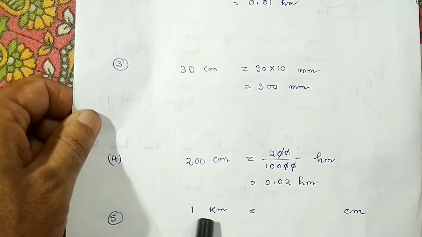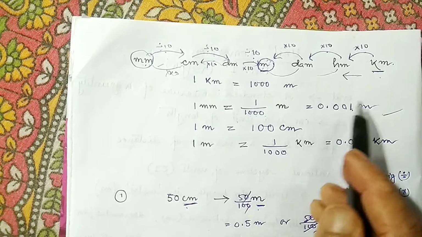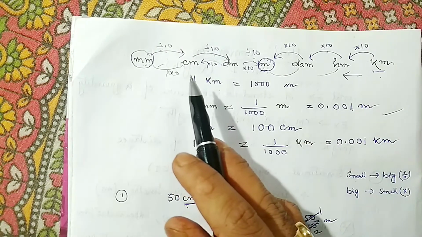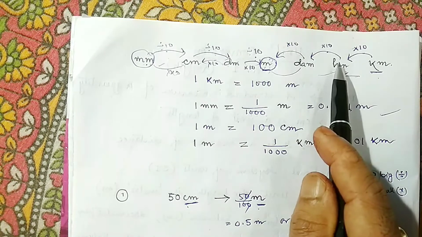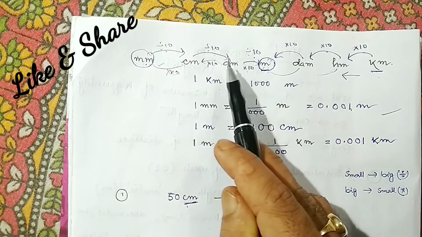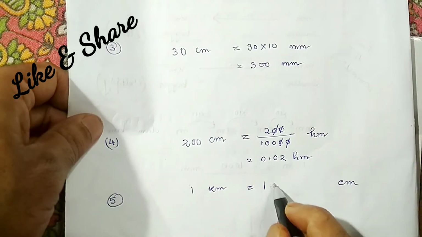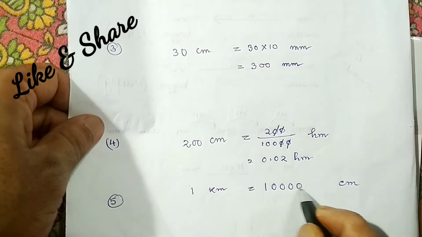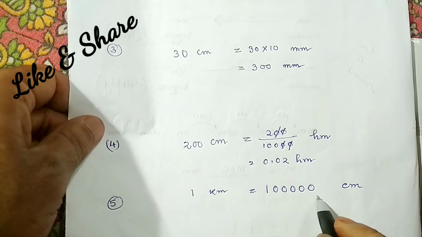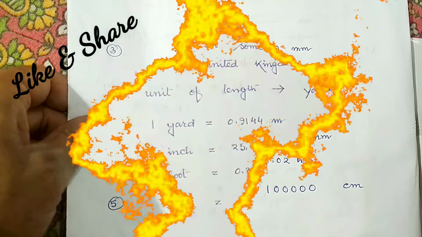Next one, 1 kilometer to centimeter. Now we want to convert kilometer to centimeter. So how many places? 1, 2, 3, 4, 5. So what we will write for 1 kilometer? 1 followed by 5 zeros. That means 1 lakh centimeter equals 1 kilometer.